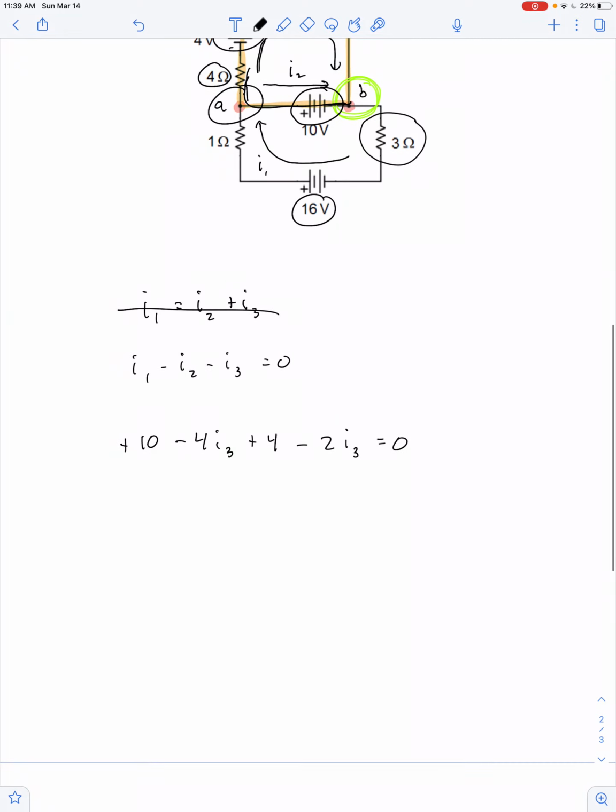Of course, I can rewrite this in the form 0I1 plus 0I2 minus 6I3 is equal to negative 14.